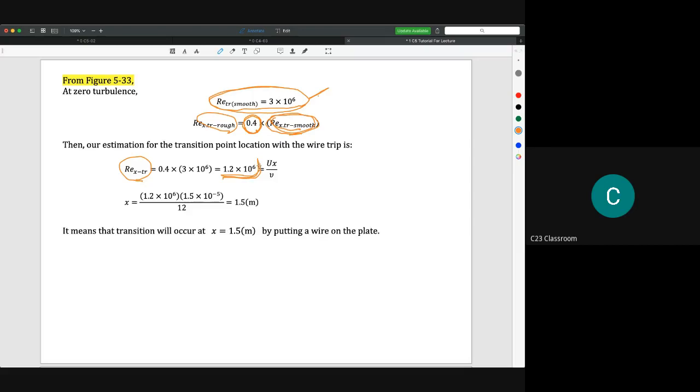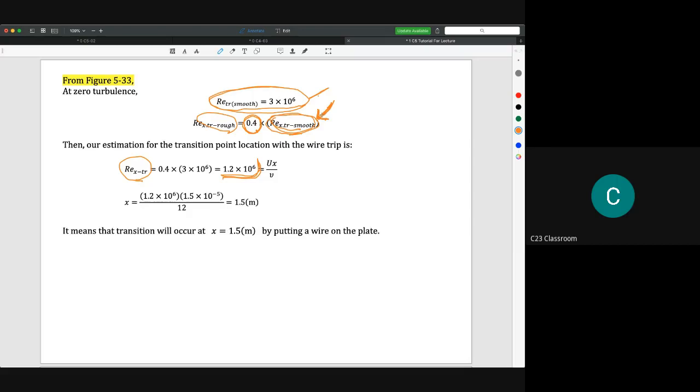I hope you could understand the method here. The Reynolds number transition for smooth, if not given, I think it is given, I will check the textbook. If not given, you can take it as 5 times 10 to the power of 5. If this question comes out in the final exam, I will make sure that everything is clear. This is just to show you the calculation method.